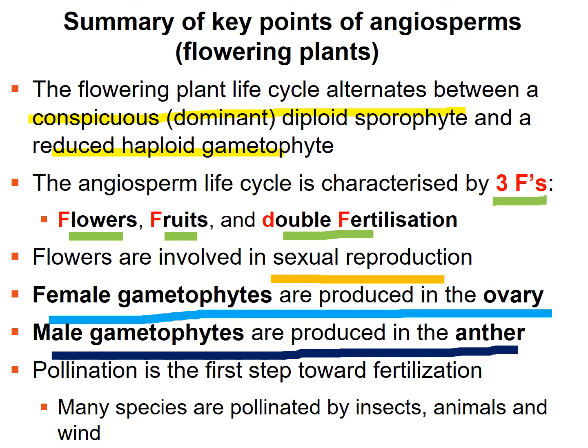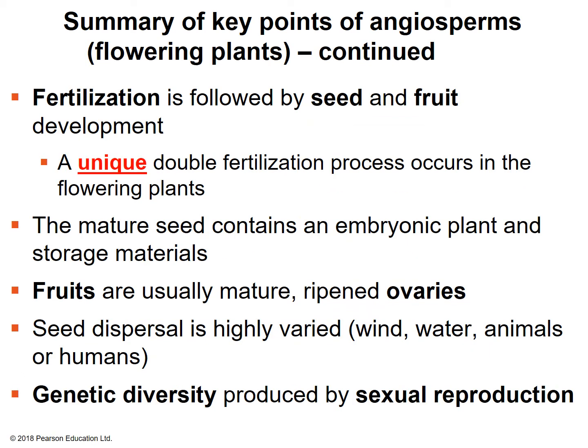Pollination is the first step toward fertilization. Many species are pollinated by insects, animals, and wind. Fertilization is followed by seed and fruit development. A unique double fertilization process occurs in the flowering plants. The mature seed contains an embryonic plant and storage materials. Fruits are usually mature, ripened ovaries. Seed dispersal is highly varied by wind, water, animals, or humans. Genetic diversity is produced by sexual reproduction.